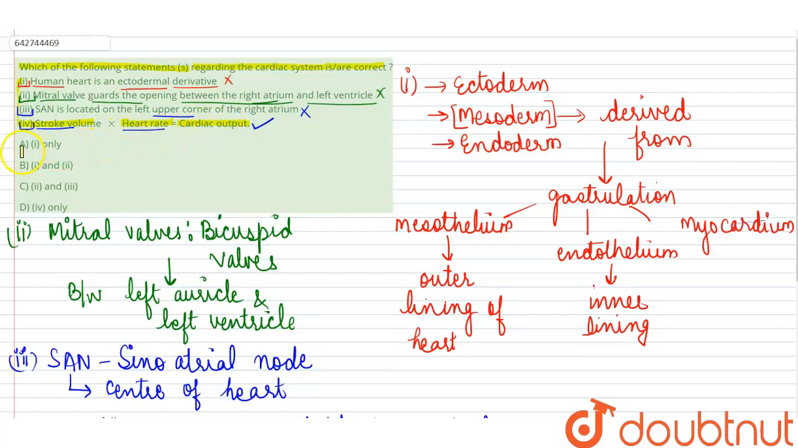If we come to the options, option A says statement 1 only. This is incorrect because statement 1 was incorrect. B says 1 and 2, again incorrect. C says 2 and 3, which is also incorrect because both these statements were incorrect. And D says 4 only. Yes, this is our correct option, option D, that only the fourth statement was correct.